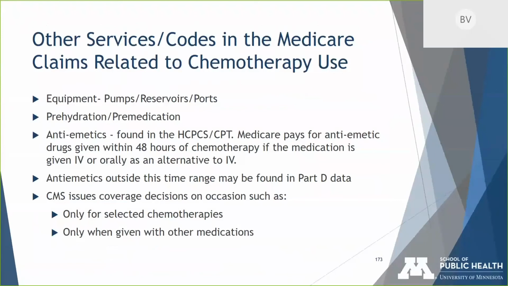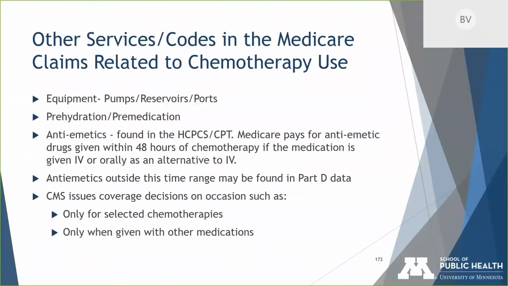There may be other services or ancillary services related to chemotherapy and administration that you may be interested in studying. As long as Medicare allows for separately billing these services, they will appear in the data. Again, this will be based on CMS's policy regarding reimbursement for these services. You can identify equipment, so pumps or ports for chemotherapy. There may be evidence for prehydration or premedication, antiemetics.